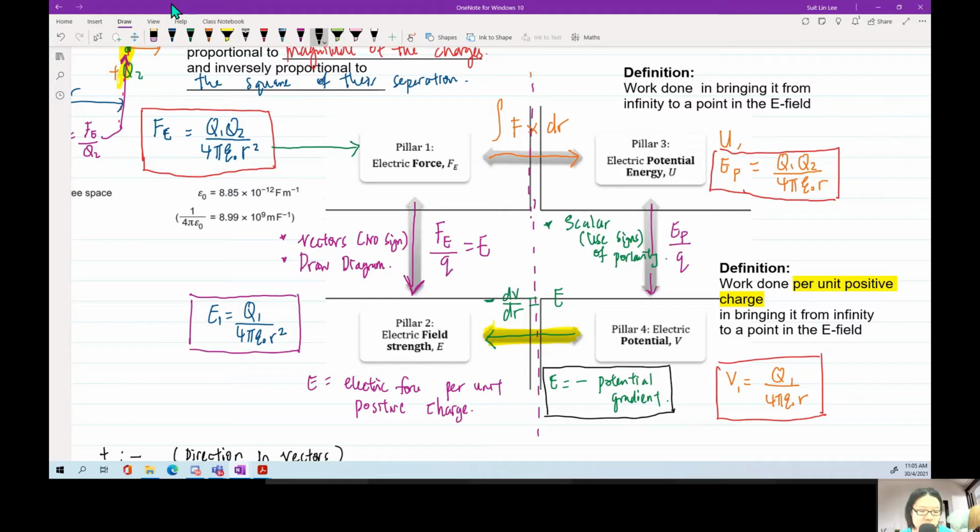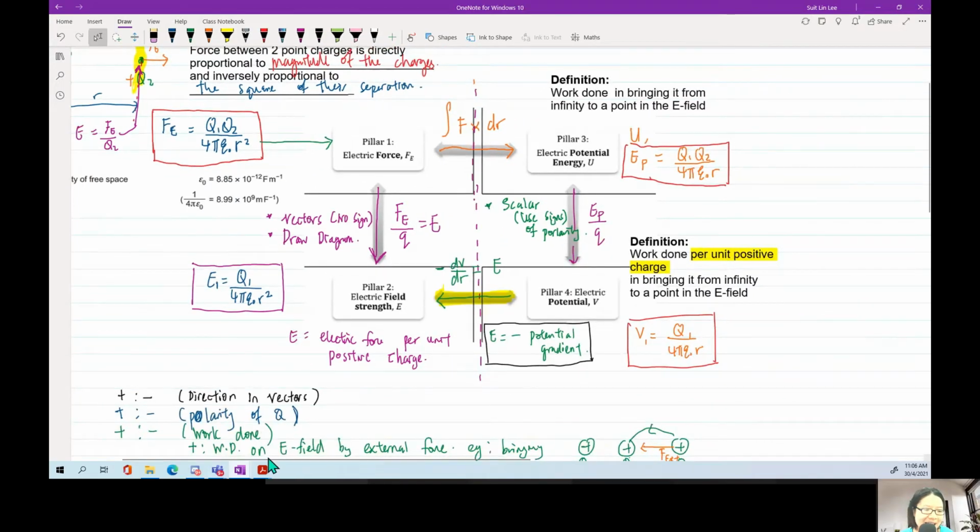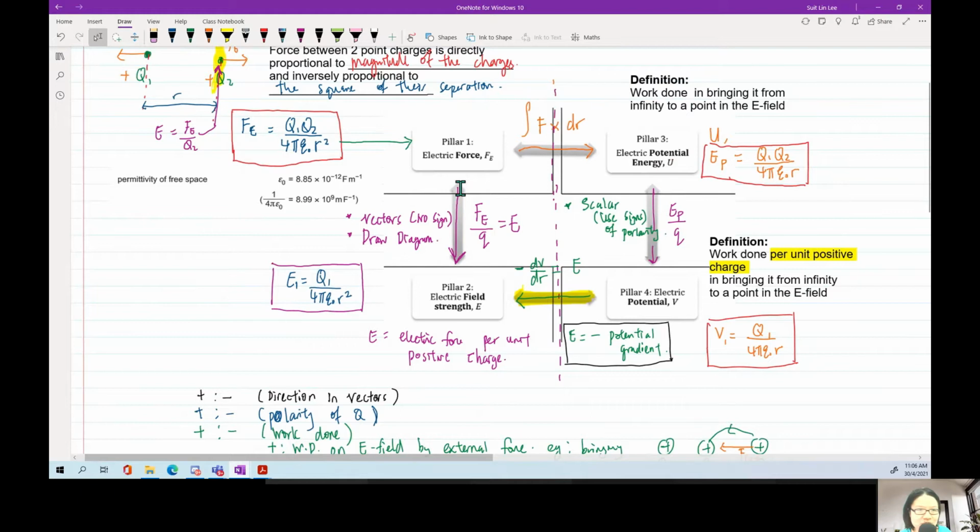All right. So for this frame, you need to know everything before you can answer anything in this chapter, unless you are very lucky and they ask you a very easy question.